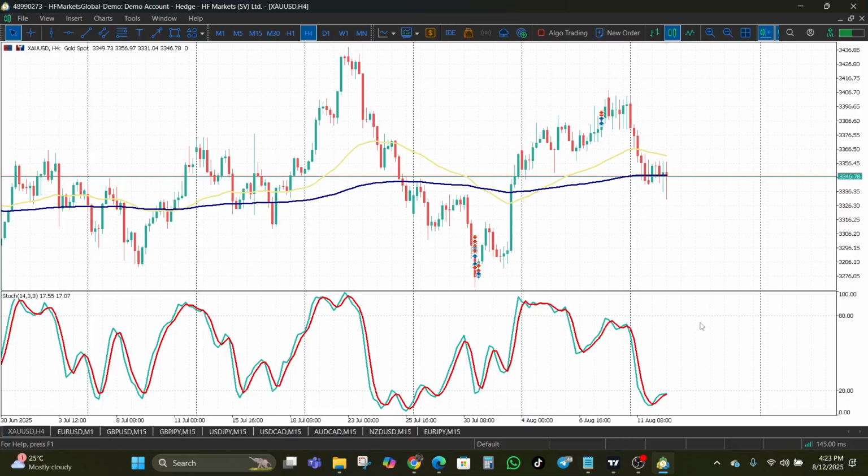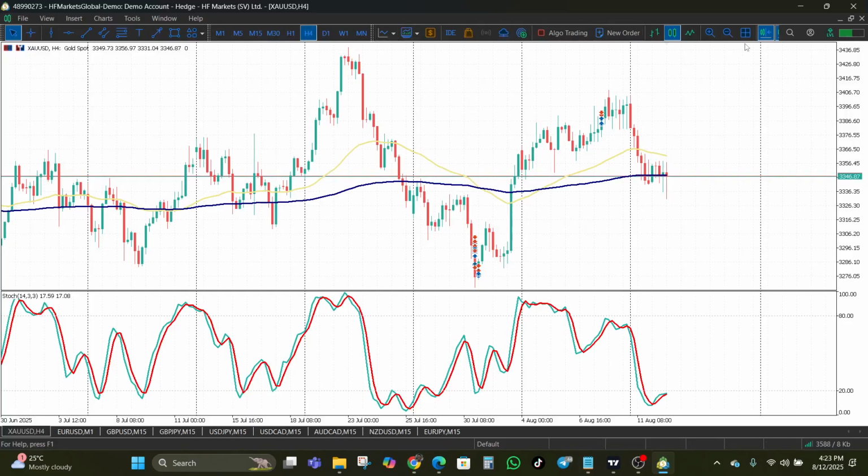Okay, now the next step is to understand how the strategy works. And here is the basic rule. Okay, we only take buy trades when the 50 EMA is above the 200 EMA. That is the basic rule. Okay, that means the trend is up.